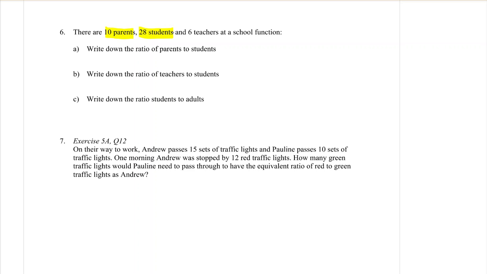There are 10 parents, 28 students, and 6 teachers at a school function. Write down the ratio of parents to students. So parents, I've highlighted the 3 important numbers. Parents, there are 10 of them, so my first number is going to be a 10. And then I want the ratio to students, and there is 28 students.